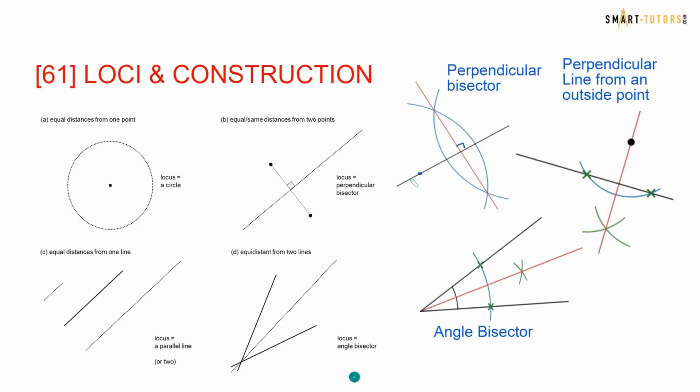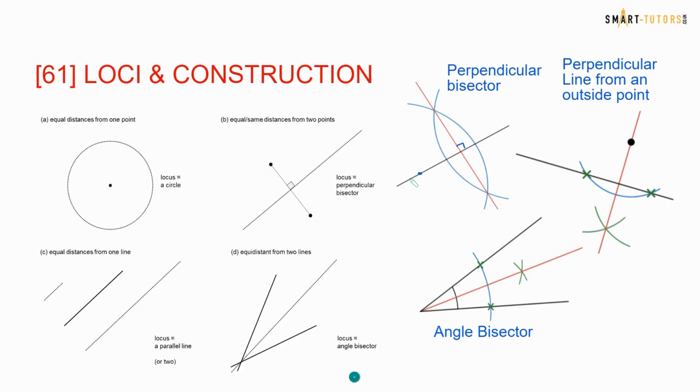Equal distance from 2 lines. So equal distance from 2 lines means it's an angle bisector. So angle bisector means you need to divide the angle into 2 splits. Here I have shown. So for the angle bisector, you draw an arc here, from this distance, one arc, from this here, another arc. So the red color line is the angle bisector.